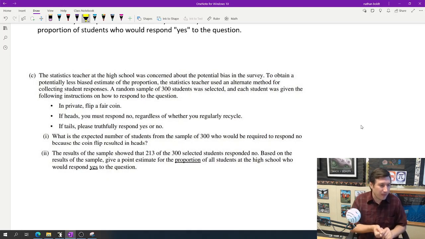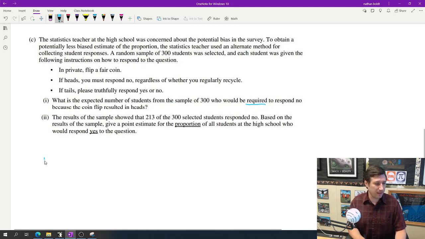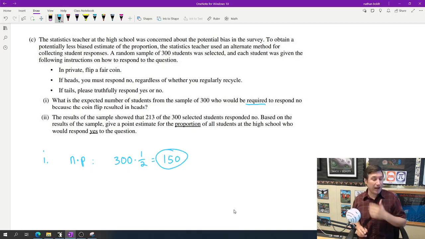Interesting. What is the expected number of students from the sample of 300 who would be required to say no because of the coin flip? Oh, well, that's not too bad, right? That's just n times p. There were 300 people in the sample, and a coin flip's 50-50 if it's a fair coin flip. So half of them would be required. We expect that. Now, would it be off a little bit? Yes, but we would expect half of them to have to respond no because of the coin flip.